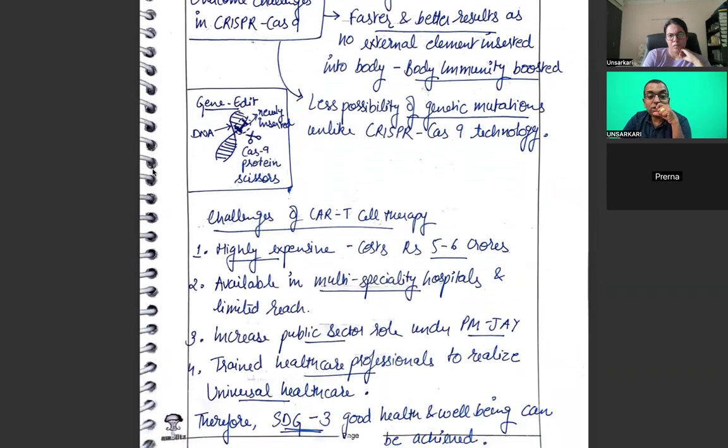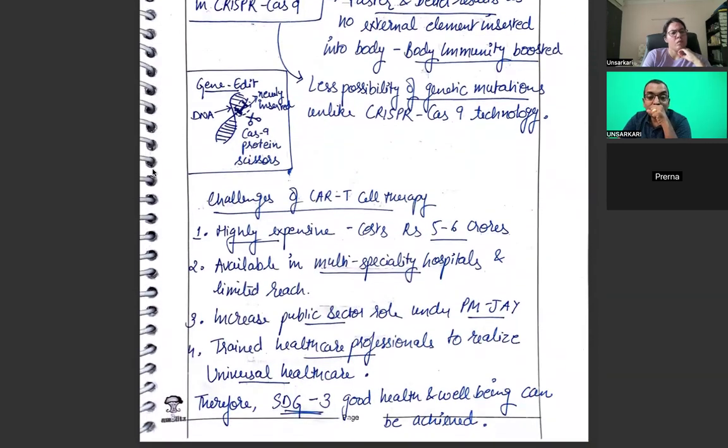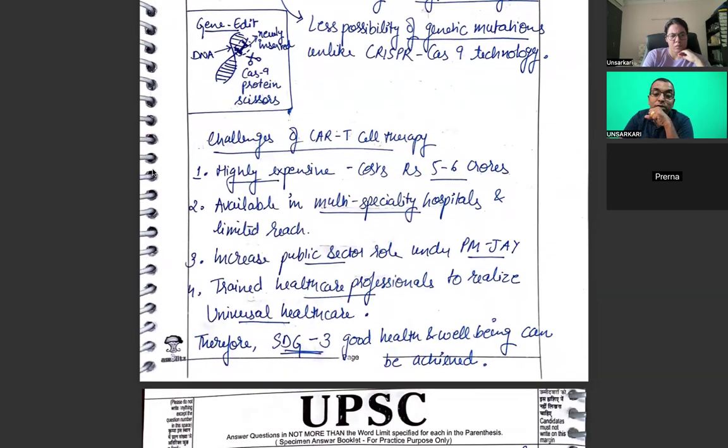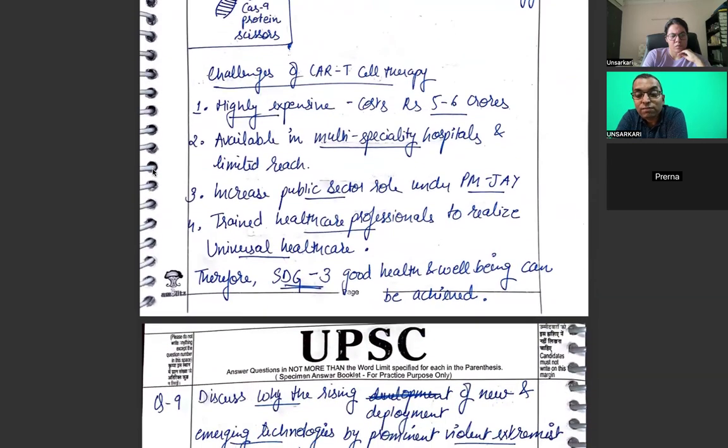It has been made very well; gene edit should have come in the center. Challenges of CAR T cell therapy, high, expensive, cost 5 to 6 crores, available in multi-specialty hospitals and limited reach, increase in public sector role, PMJAY, trained healthcare professionals to realize universal healthcare. Therefore, SDG 3, good health and well-being can be achieved.